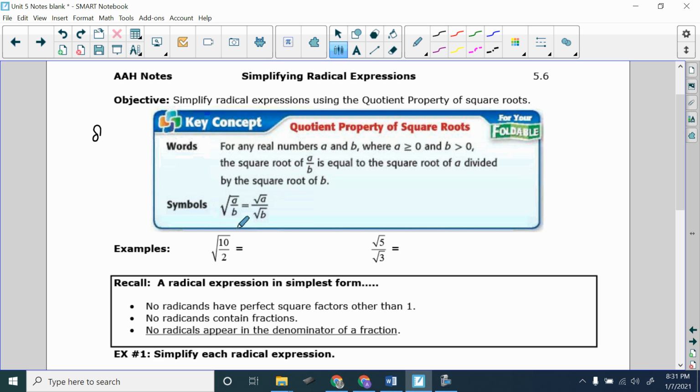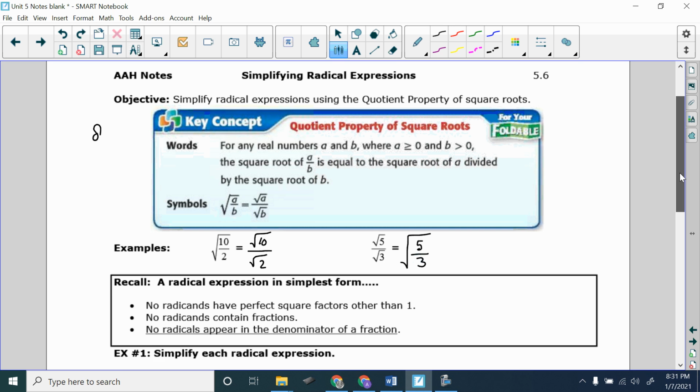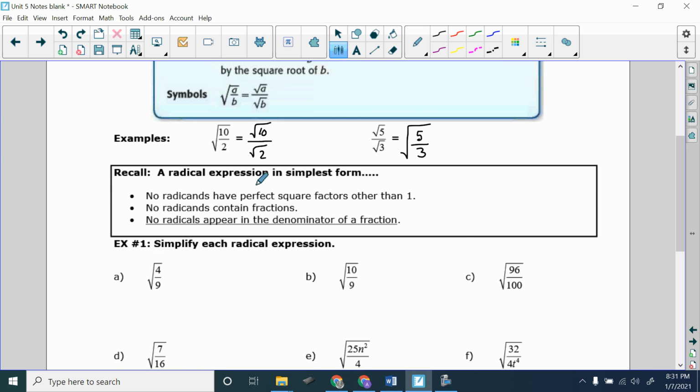The first rule is that, just like with the product, you can take a quotient and separate it, like the square root of 10 over the square root of 2. And if it is separated, you can put it together, like the square root of 5 over 3. So if it is already a quotient, you can separate it into two square roots. If it is two square roots, you can put it under the same radical. But when you look at these, you do have fractions under the radicand, and you also have a square root in the denominator, which you cannot have. So let's see how to simplify some fractions.